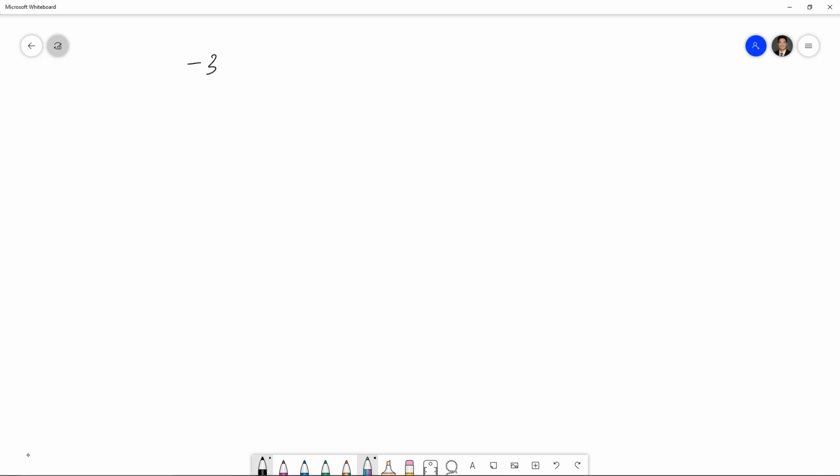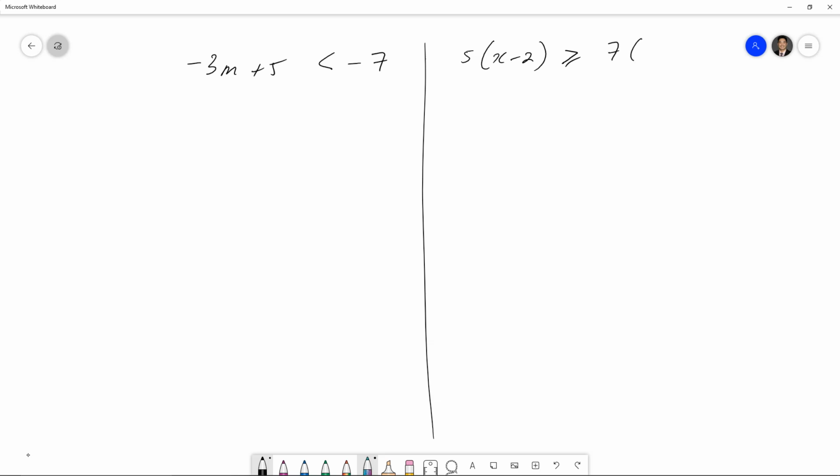So we've got minus 3m plus 5 is less than minus 7. And I'll probably put this example here just to get you to focus on how we expand brackets.